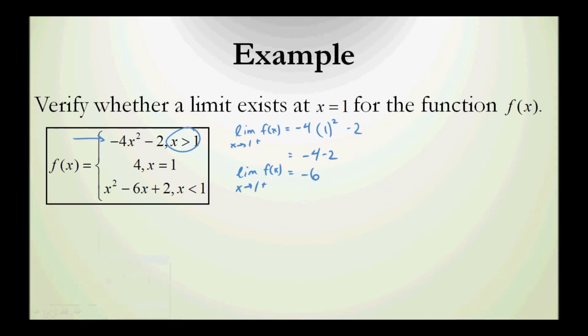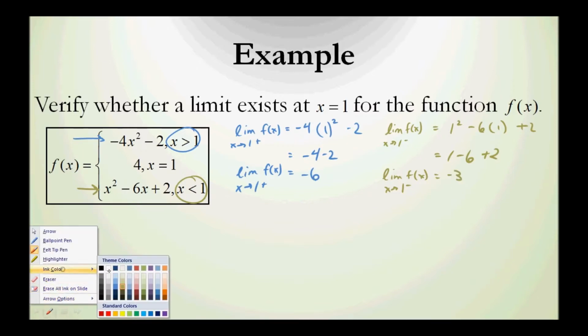Okay, so now we'll try to find the limit of f of x as x approaches 1 from the left. So the limit of f of x as x approaches 1 from the left is where x is less than 1. So we're going to apply this bit of the function, rather. So this is equal to 1 squared minus 6 times 1 plus 2. This is equal to 1 minus 6 plus 2. And so the limit of f of x as x approaches 1 from the left is equal to -3.